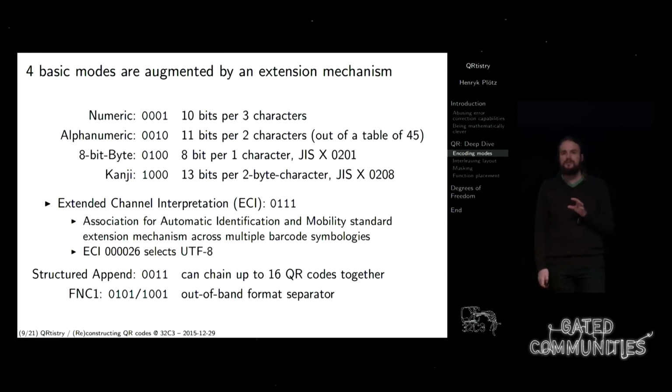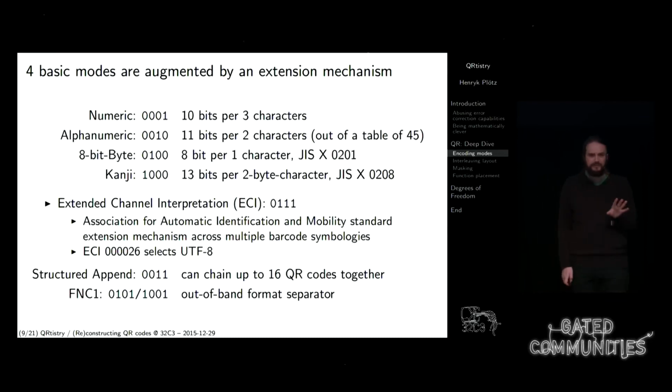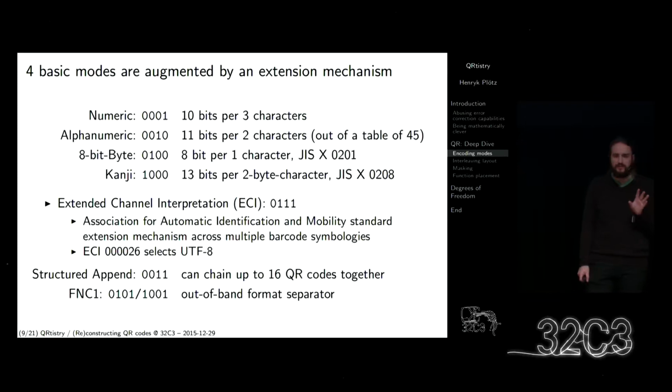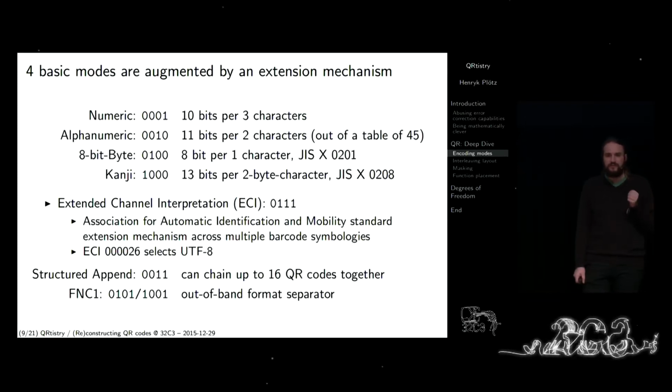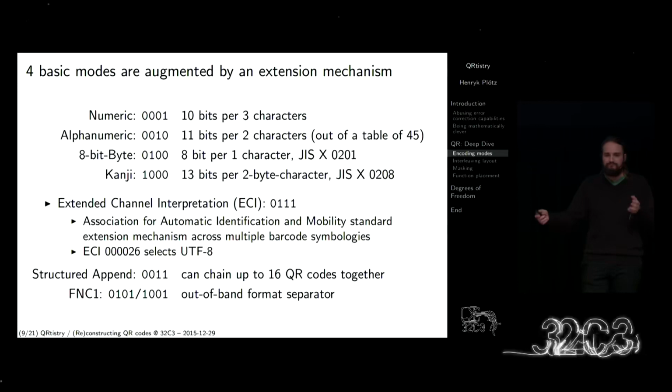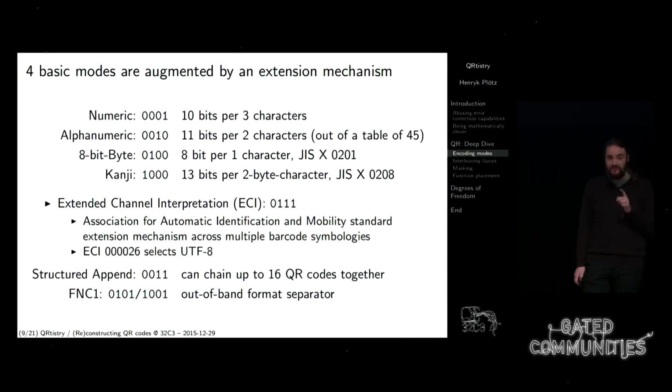Alphanumeric mode uses a substitution table. They have 45 characters in this table, and they encode 2 entries in the table into 11 bits. 8-bit bytes is just plain 8-bit bytes, as you would expect. And there's a kanji mode that I've never seen used, which, according to the spec, uses 13 bits for 2 characters. I don't know how they are mapped. I don't speak Japanese.